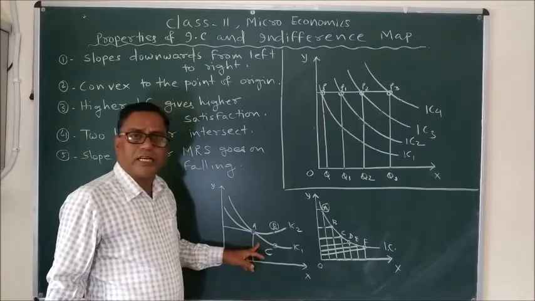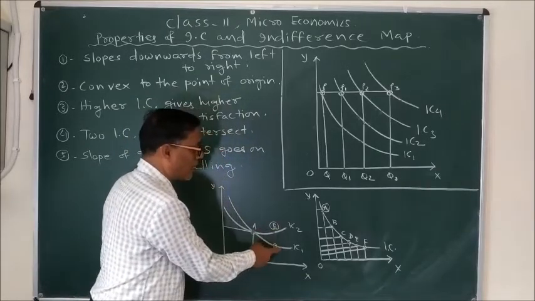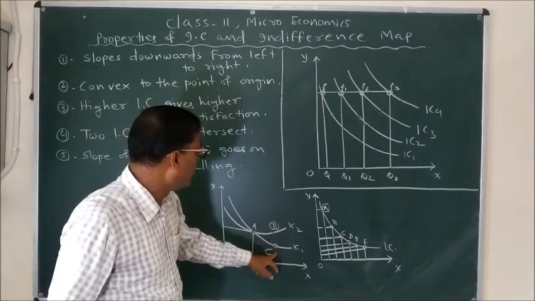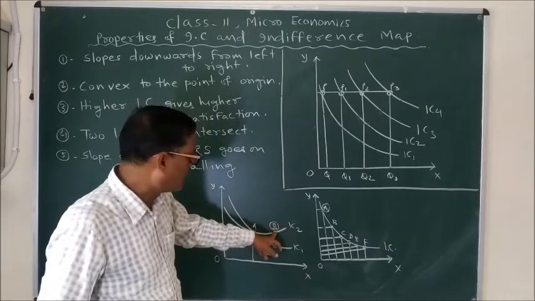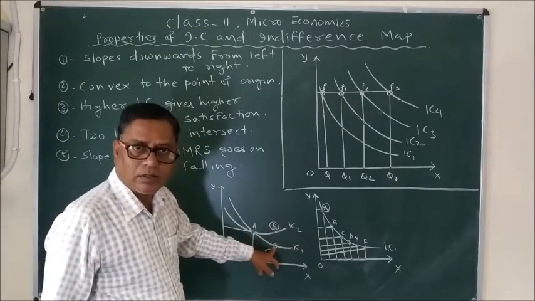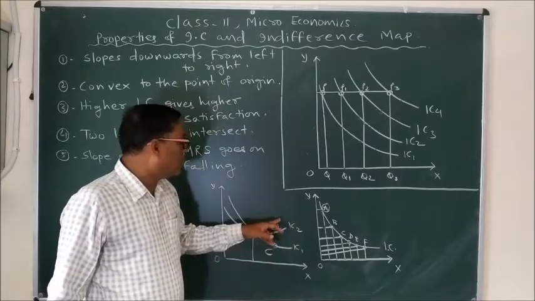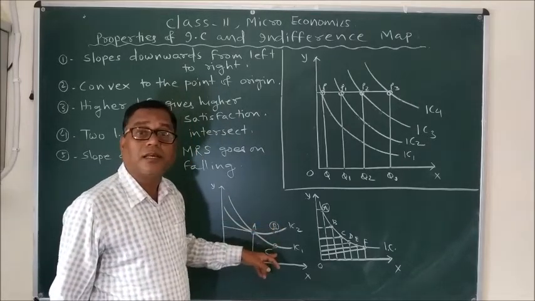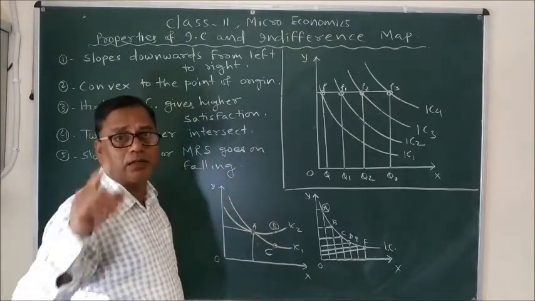But logically, there is no logic behind the statement, because you can see here IC2 lies above IC1. That means obviously the satisfaction the consumer will derive from point C will be less than the satisfaction the consumer will derive from point B. So in that case, point B on IC2 will give higher satisfaction than IC1. So how is it possible that A equals B and A equals C? In that case, B must be equal to C. But what we find here is B is greater than C. That is the reason two indifference curves can never intersect with each other.